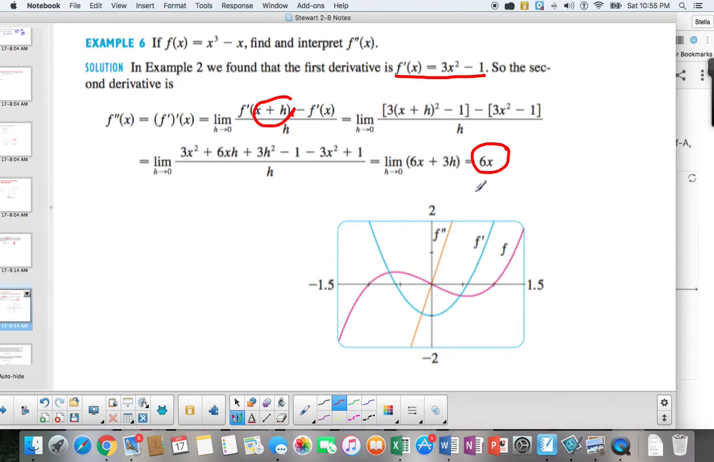Now let's put it all together. Here's f, which is a cubic. Here's its derivative, which is a quadratic. And here's the second derivative, which is linear right here. And all of them are describing the slopes of the previous function.